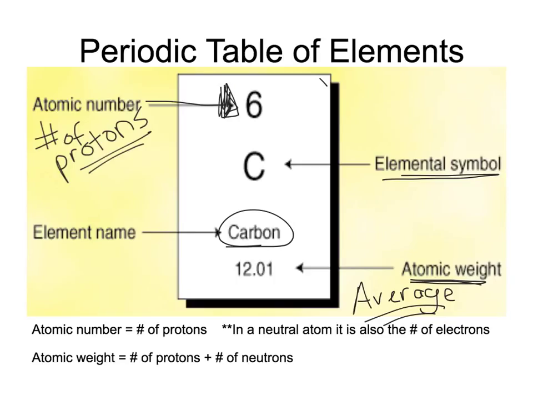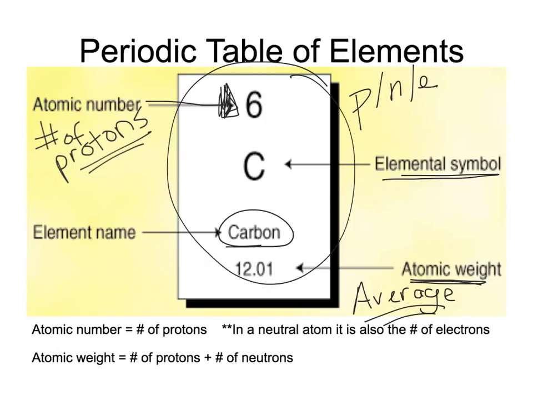When we're using the periodic table to figure out the number of protons, neutrons, and electrons, we will round this number if we're looking at a neutral atom and the mass is not given to you. So, some key things that you should know.